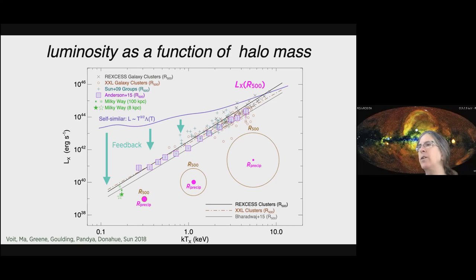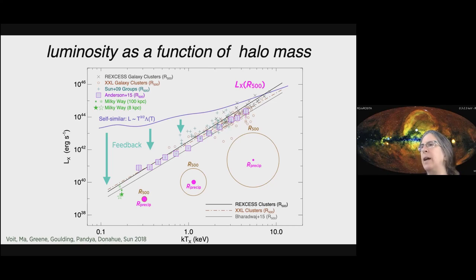And I wanted to call your attention to an effort to stack X-ray data around luminous red galaxies. This is the Anderson et al. work, and those are the purple. And that takes this LT relation down to very low temperatures and low masses. And it seems to show that the LT relation that applies to clusters extends over many orders of magnitude of luminosity down to low masses.